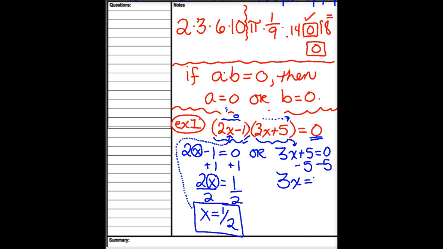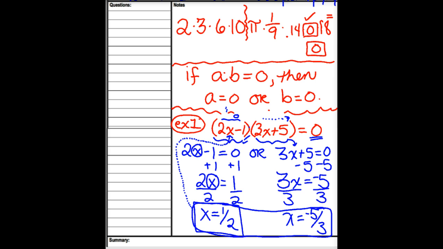The opposite of adding is to subtract. The opposite of multiplying by 3 is to divide by 3. And I get another solution. So these are the two solutions I get by using what we call the zero product property.